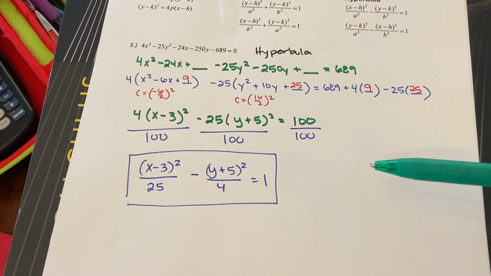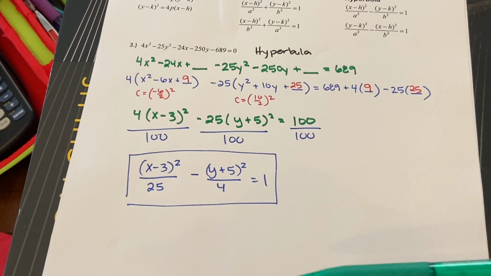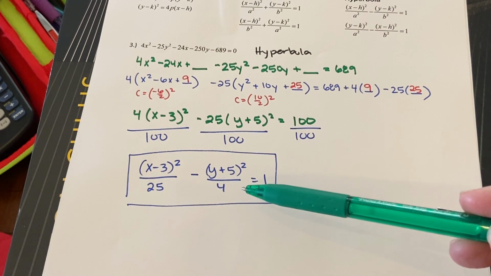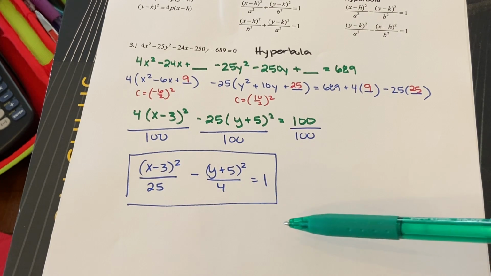So once I have it factored, and I simplify the right-hand side, I always want my hyperbola to be set equal to 1. So I'm going to divide everything by 100, and that's going to give me my x minus 3 quantity squared over 25 minus y plus 5 quantity squared over 4 is equal to 1.